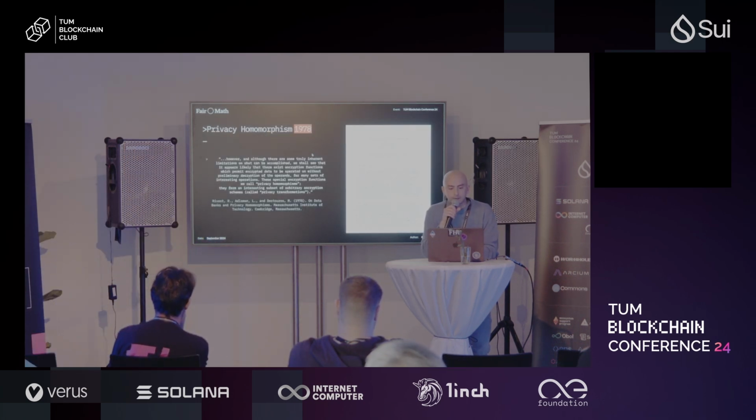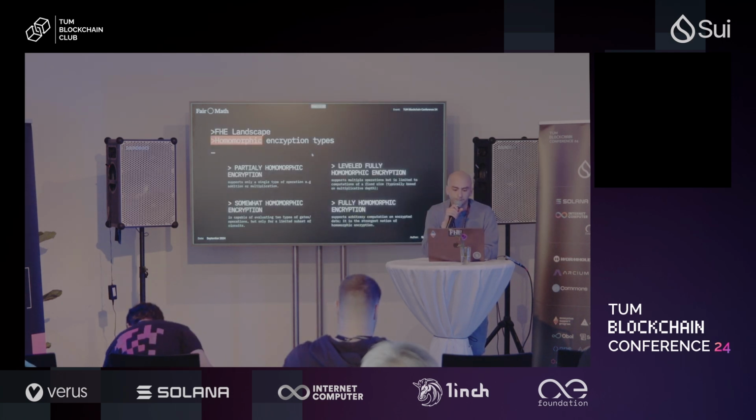The story started in 1978 with the work of Rivest, Adleman, and Dertouzos. The name of the work is "On Data Banks and Privacy Homomorphisms." The authors first asked about the opportunity to evaluate some function on encrypted data. It was one year after the invention of the RSA scheme by the same authors, and RSA itself is what we call partially homomorphic, because RSA supports homomorphism on multiplication operations.